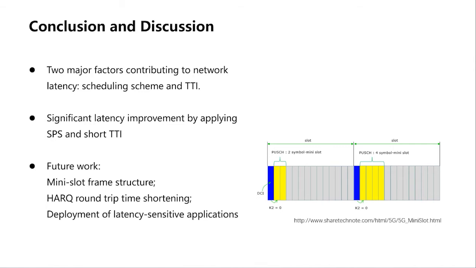As part of our future work, we also investigate other methods to reduce wireless network latency, such as mini-slot frame structure and HARQ RTT shortening. By exploiting the potential of all these methods, we expect to reduce the latency further and build a practical system that can meet the strict latency requirements of ULLC. So we are also considering using this platform to deploy some latency-sensitive applications.